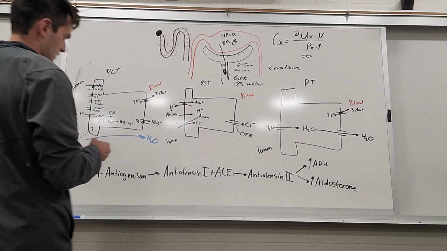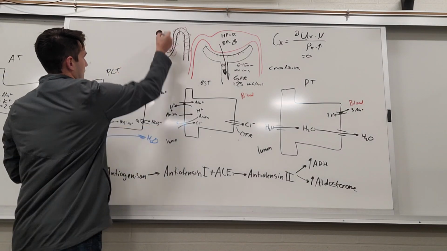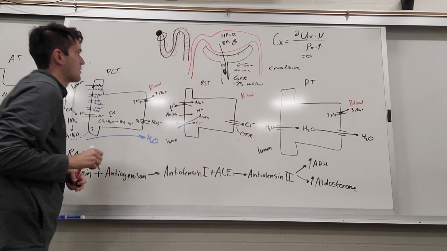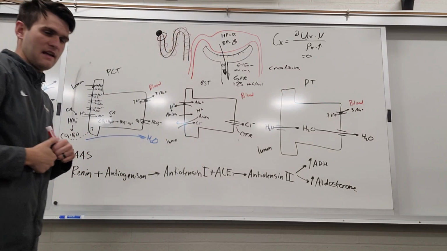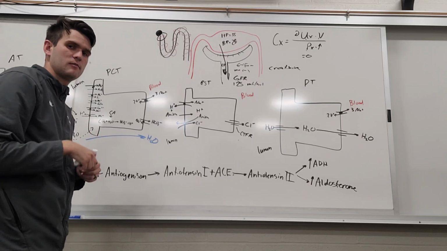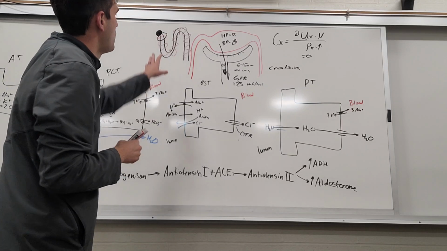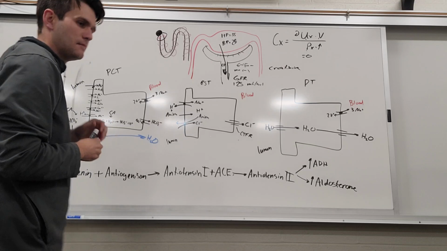So let's go through it. Let's start in this section here. This is called our proximal convoluted tubule. And this is where the majority of reabsorption happens. So about 70% of water is going to be reabsorbed here.